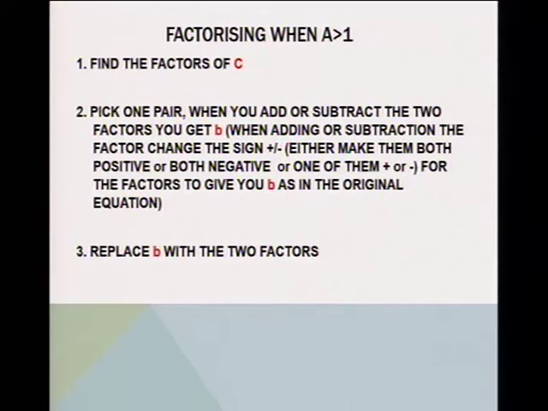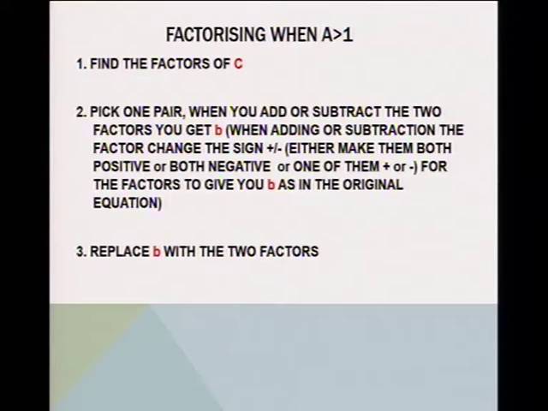Now when it comes to the other scenario where a is greater than 1, in the first step, I was supposed to type find the factors of AC. Not C, but in the first step, it should be AC. You multiply A by C. Now you pick two factors of AC, multiply them together, you should get AC, but if you add or subtract, you should get B. Then you replace B with the two factors that you have done, and now we go back, it's almost the same as the first example that we did. But now remember here, you are looking for the factors of AC, not C.